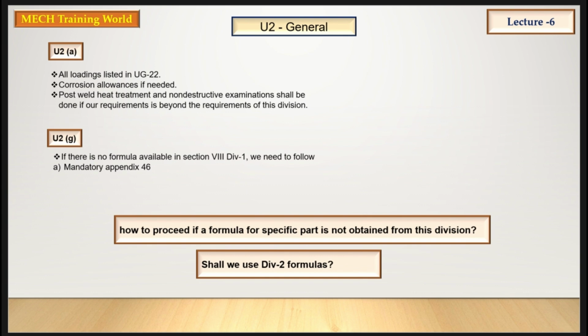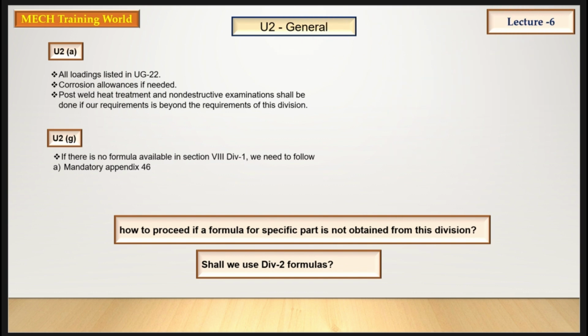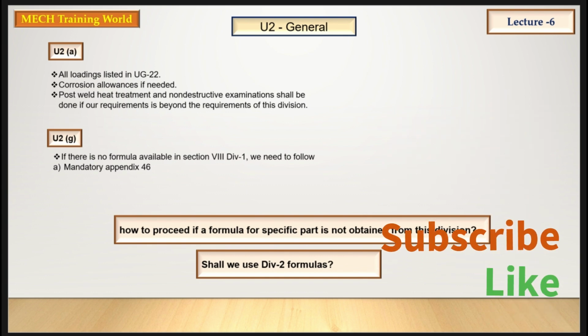We need to mention on our nameplate that we followed the Division 1 code only. Through Mandatory Appendix 46, we followed the Division 2 formulas for that specific part, but we do not mention Division 2. We need to mention only Division 1 because our entire vessel is designed through Division 1. Only for a specific part for which there is no formula available in Division 1 do we use those Division 2 formulas. I hope you understand my intention.